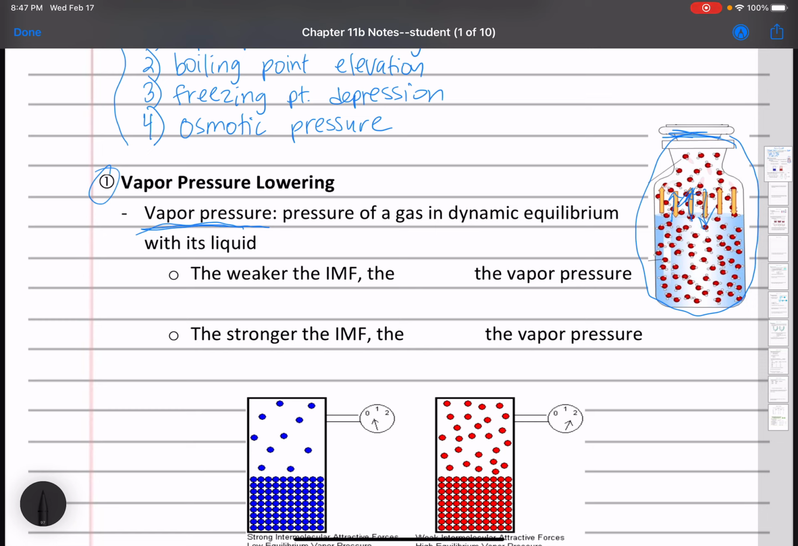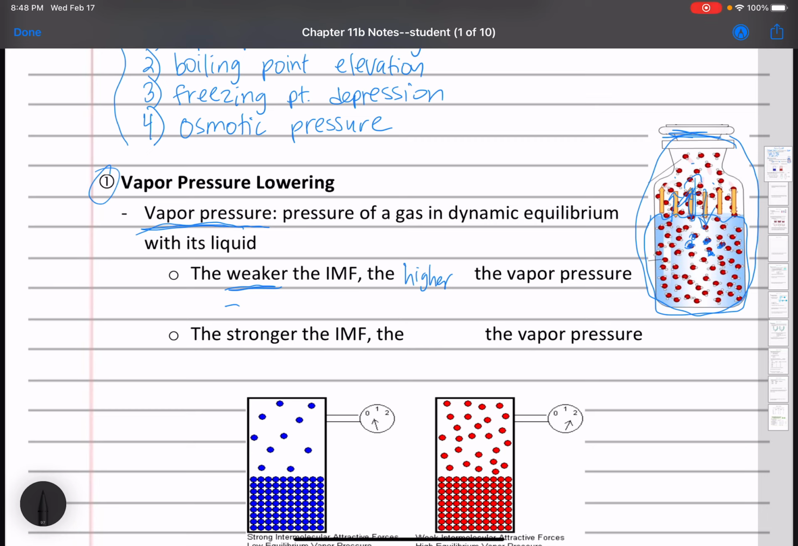And at normal atmospheric pressure, it will basically reach normal atmospheric pressure. If we pressurize it, then that's different. So for any given liquid, the weaker the intermolecular forces are, the higher the vapor pressure is. Think of it as the molecules in the liquid have very weak attractions with each other, so it's really easy for them to ditch each other and go into the gas phase. So they have a higher vapor pressure. More of those molecules will be in the gas phase.